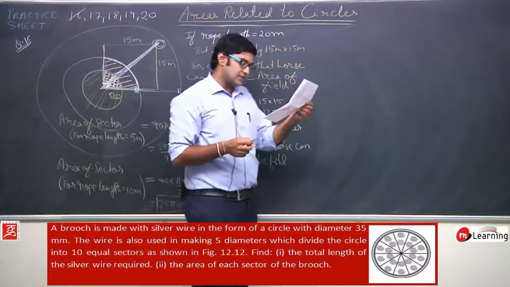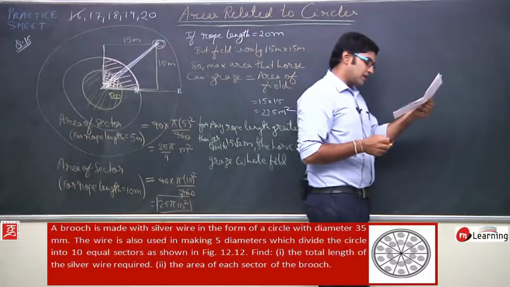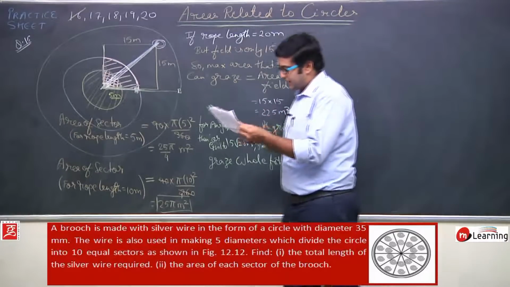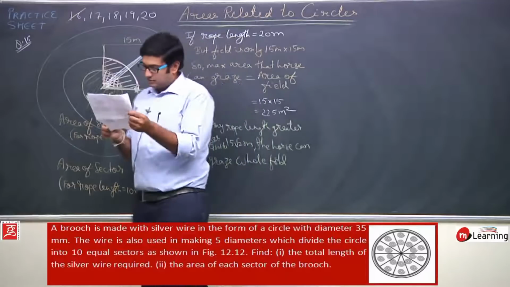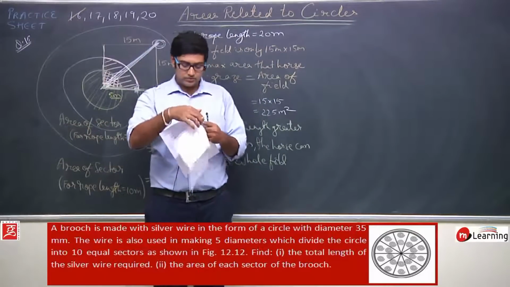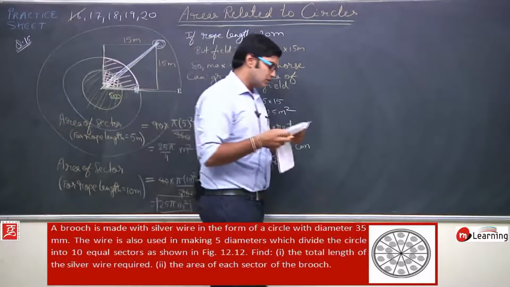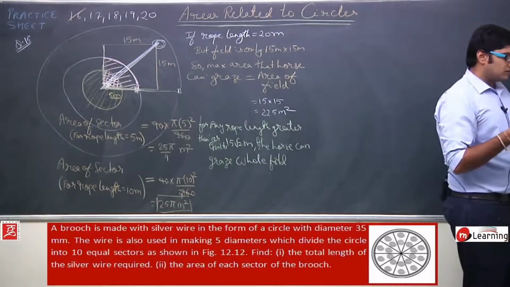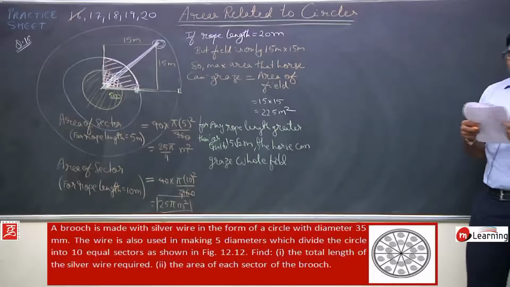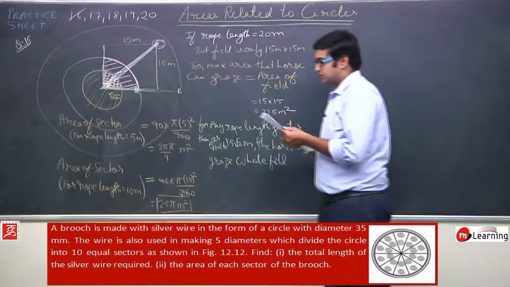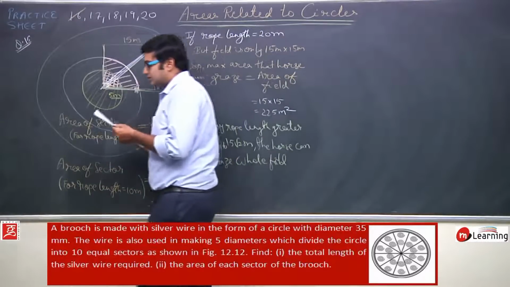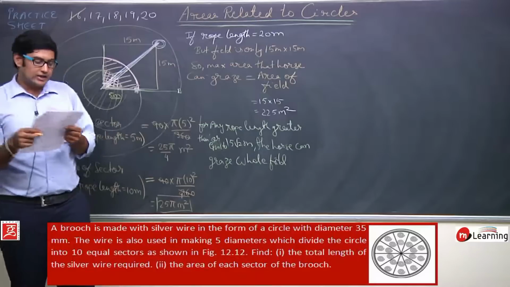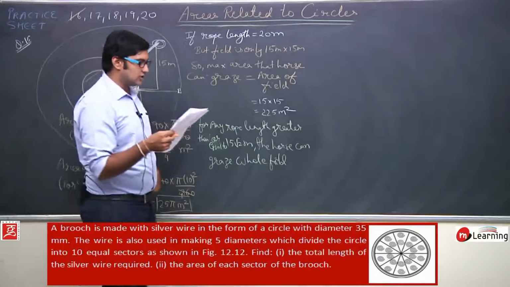Question number 17 says a brooch is made with silver wire in the form of a circle of diameter 35 mm. The wire is also used in making 5 diameters which divide the circle into 10 equal sectors as shown in the figure. Find the total length of the wire required, and the area of each sector of the brooch.